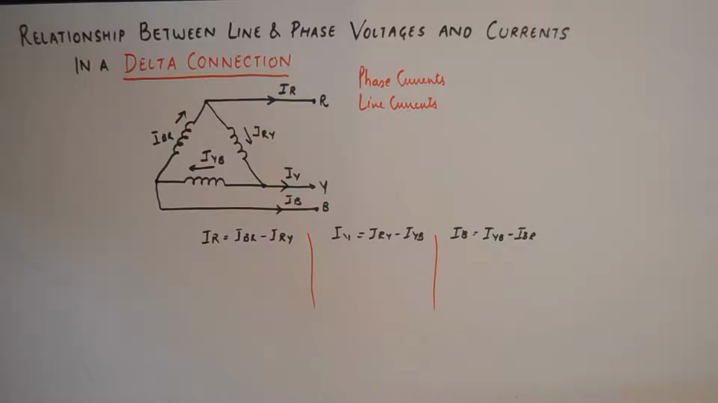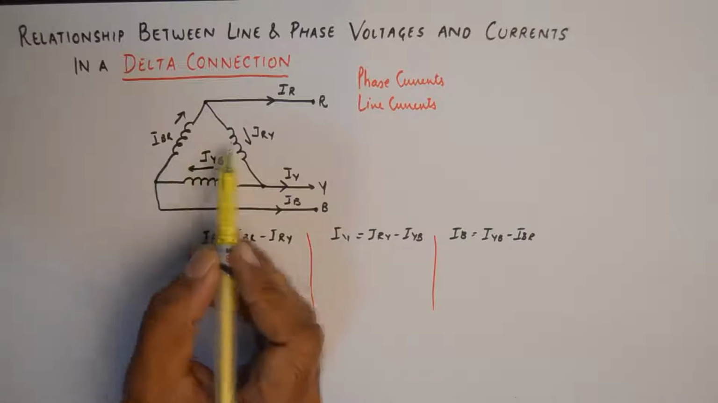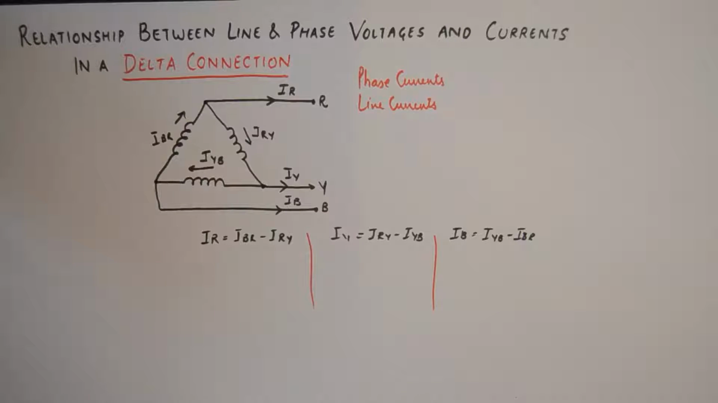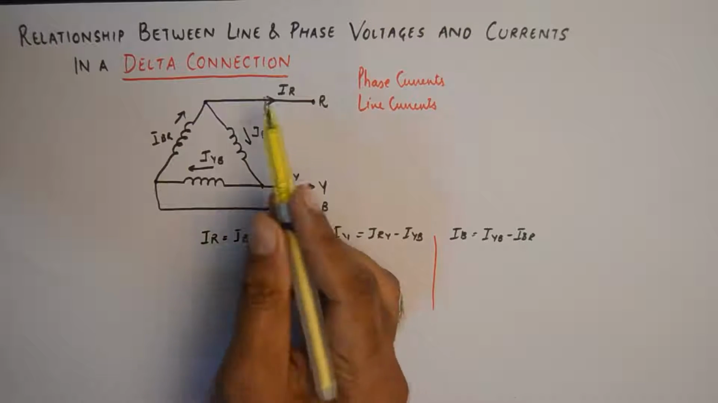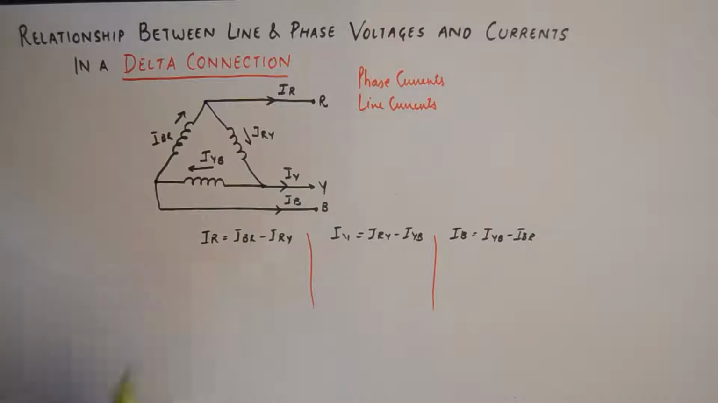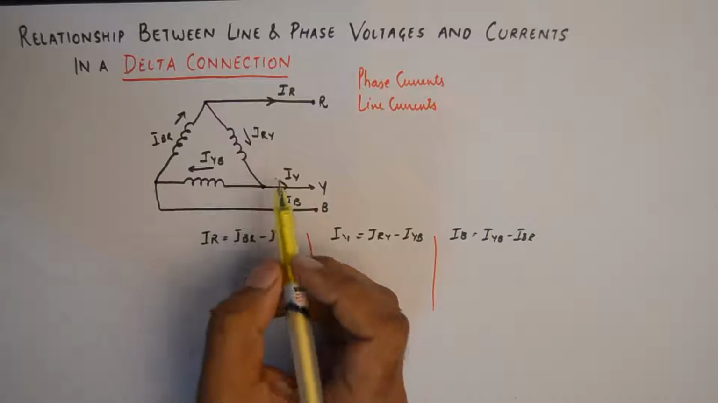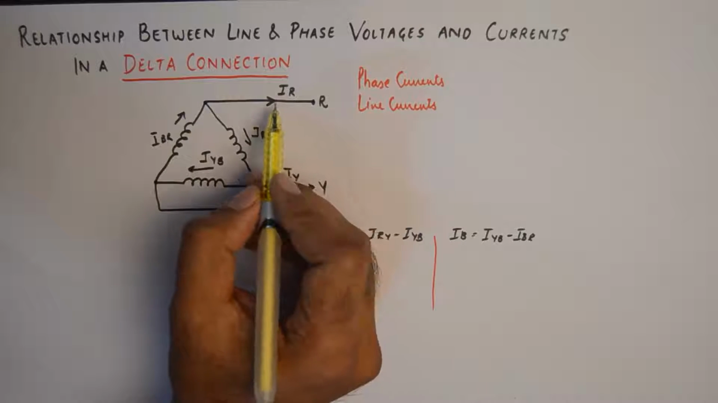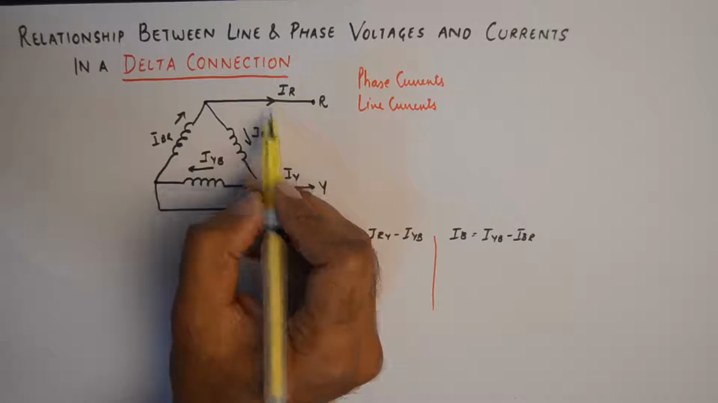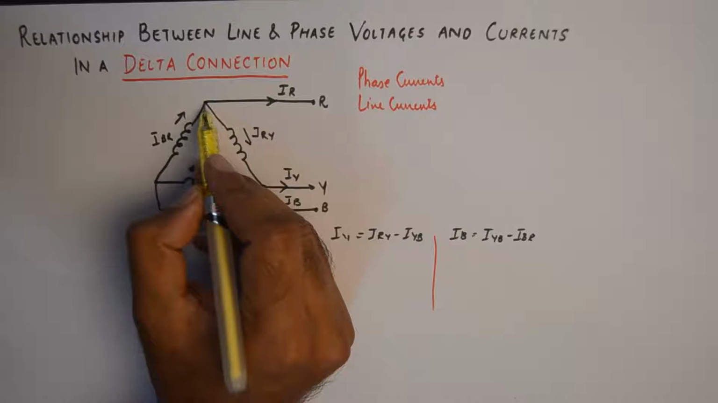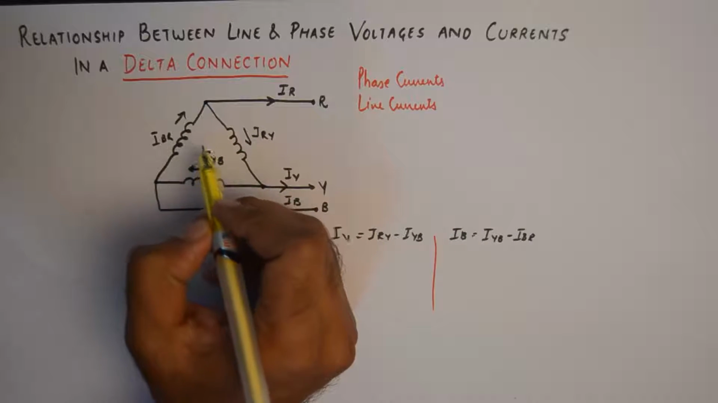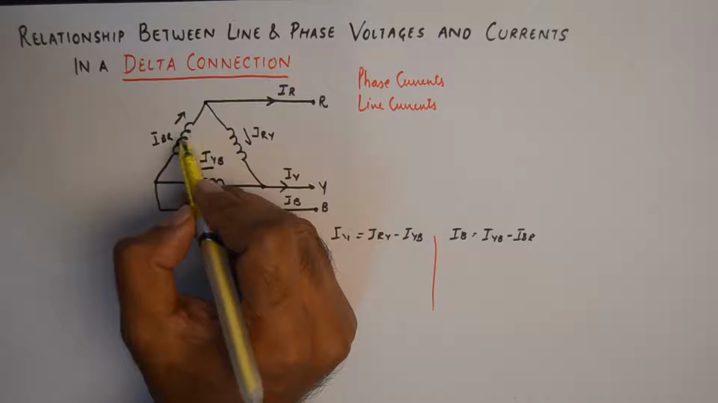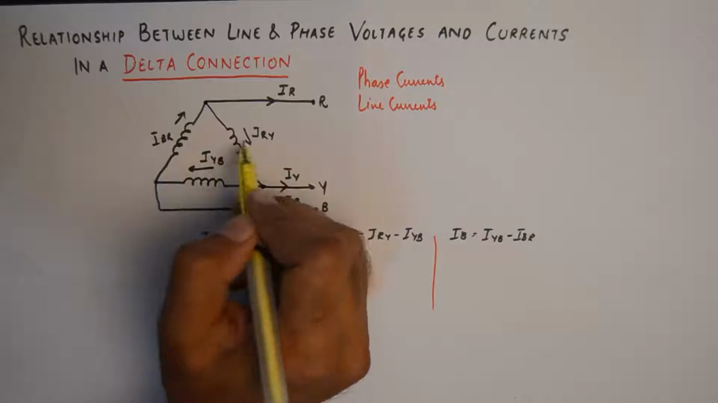A delta connection looks something like this. It has three windings which are connected at three different nodes, resulting in three different lines with three line currents. Now just by inspecting this network we see that this line current IR has been derived from the division of these two currents, which are of course the phase currents.